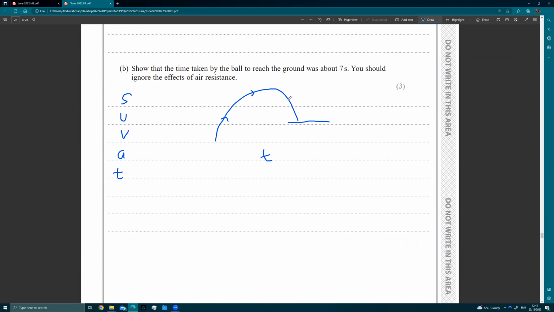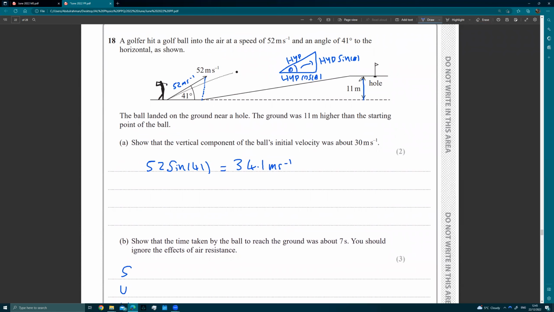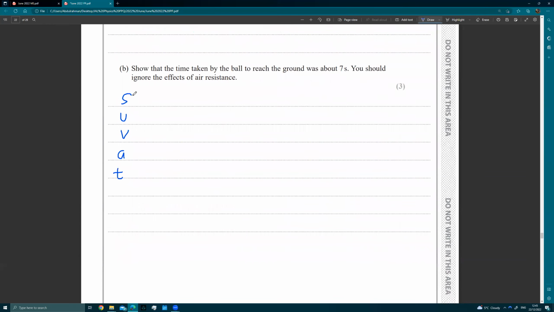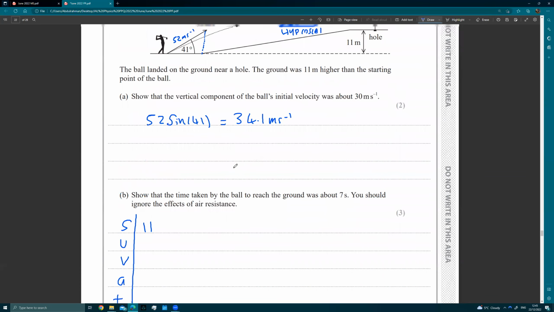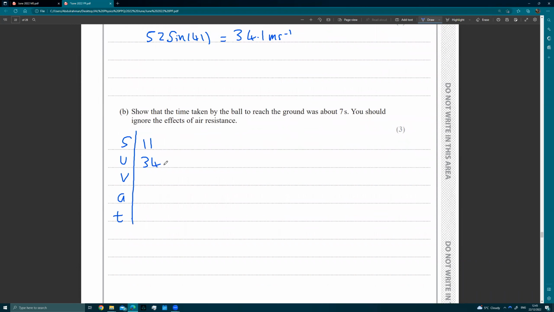So let's do that. The displacement is, well, it started on the ground and then it went up 11 meters by the time it landed. So it's plus 11. Displacement is 11. Initial velocity was calculated as 34.1 on the previous question.